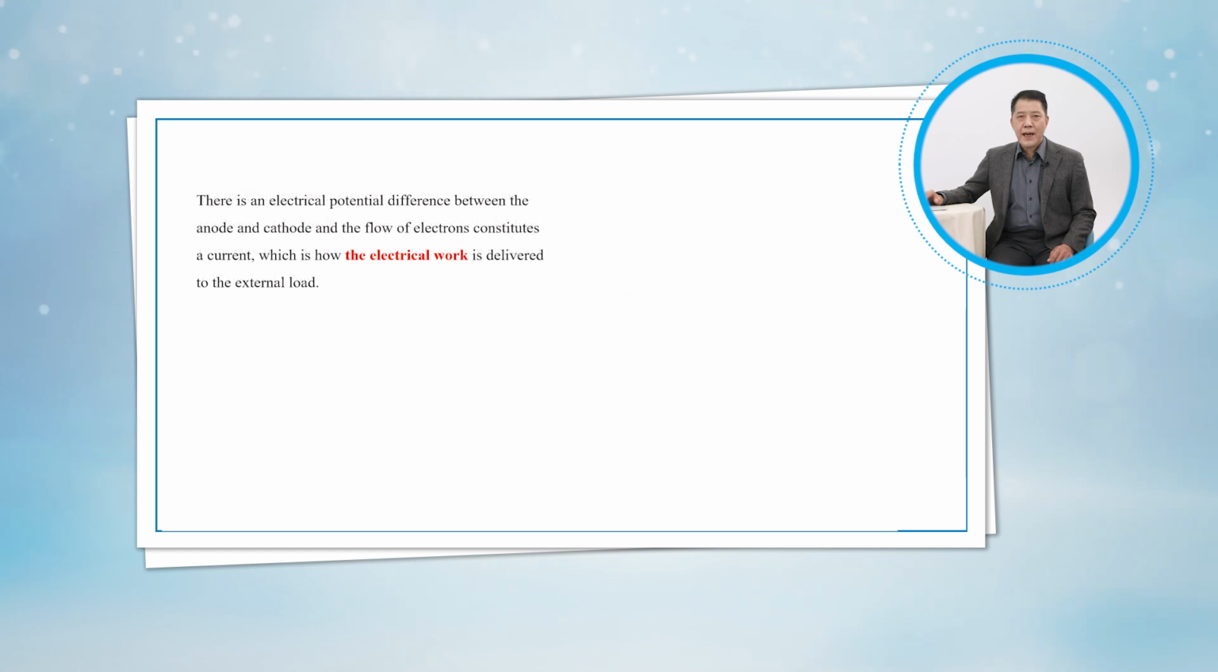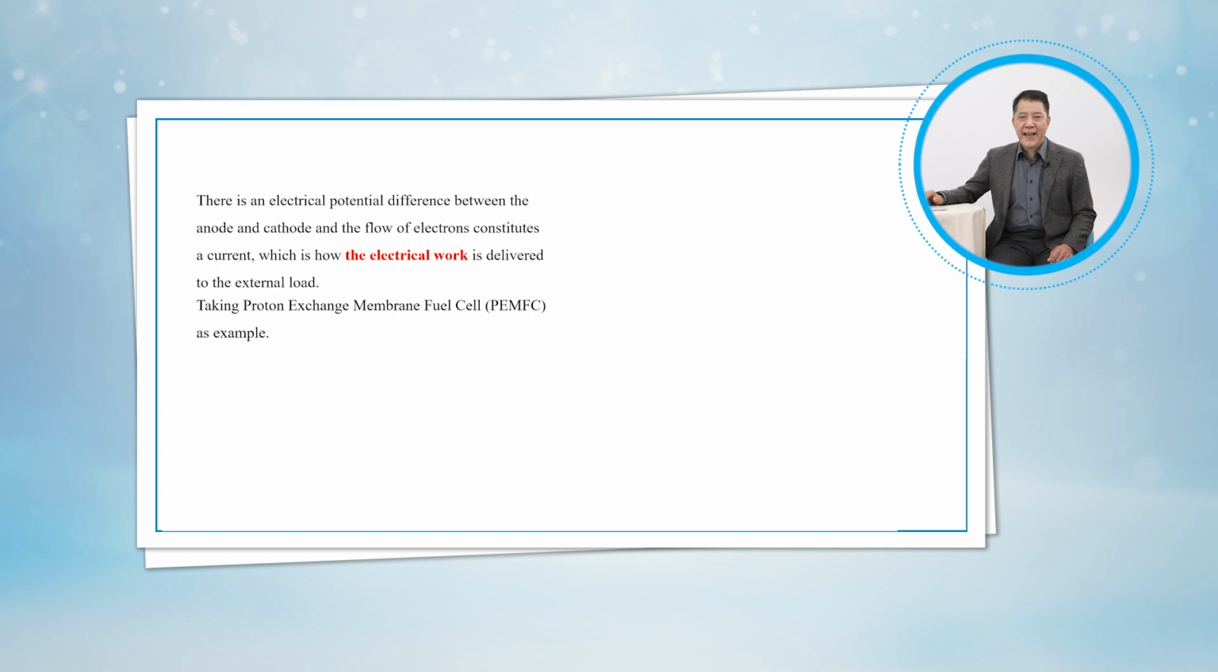There is an electrical potential difference between the anode and cathode, and the flow of electrons constitutes a current, which is how the electrical work is delivered to the external load.